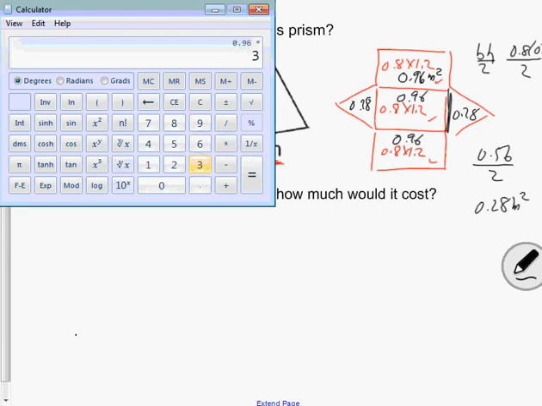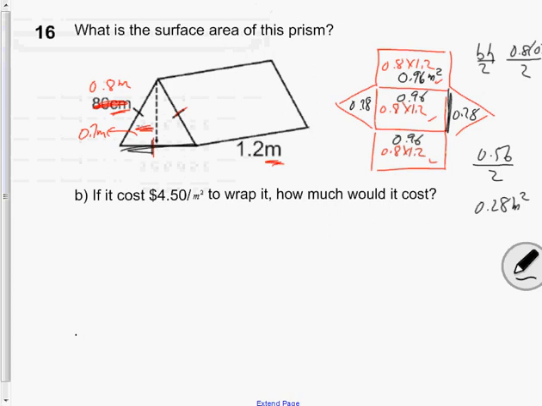Now to calculate the full surface area of that prism, if I take all of the sides, 0.96 times 3, plus 0.56, which is the two triangles added together, and press equals, the overall surface area is 3.44 square meters on the entire prism.